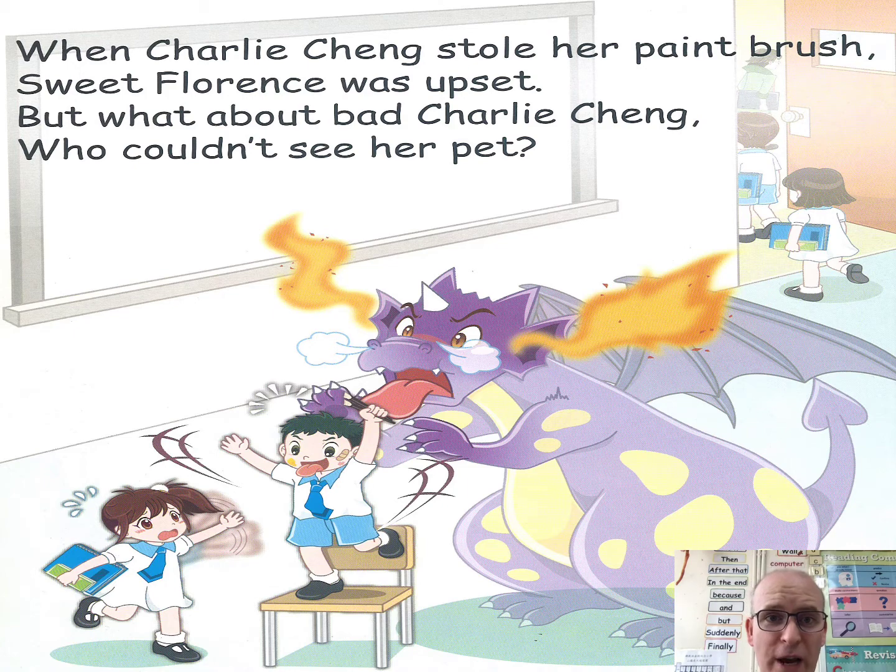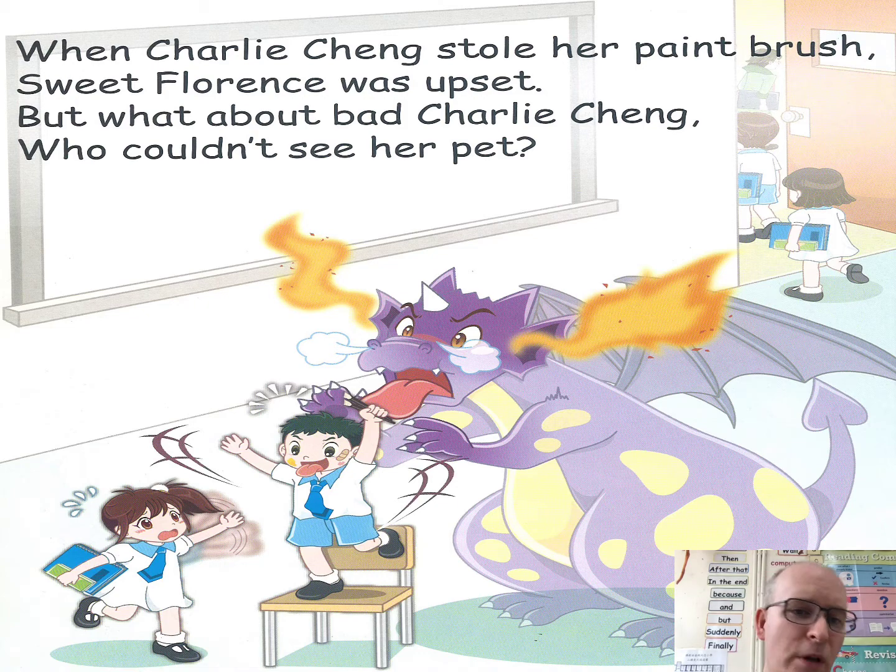When Charlie Chang stole her paintbrush, sweet Florence was upset. But what about bad Charlie Chang, who couldn't see her pet? You'll notice that all the students have left the classroom, and also the teacher, and poor Florence, she is sad because Charlie is teasing her.